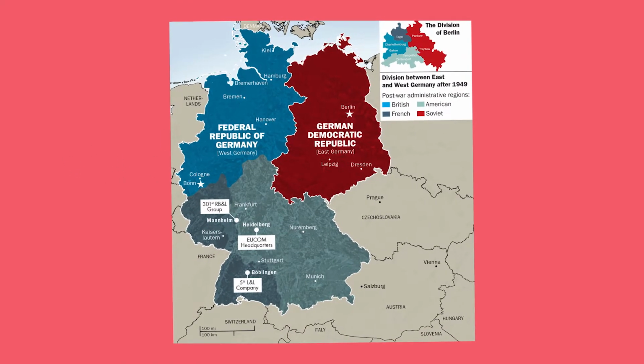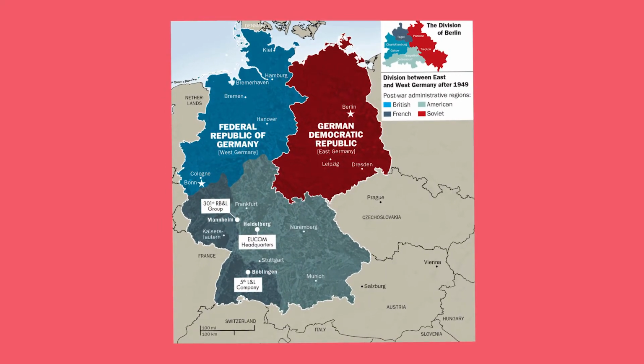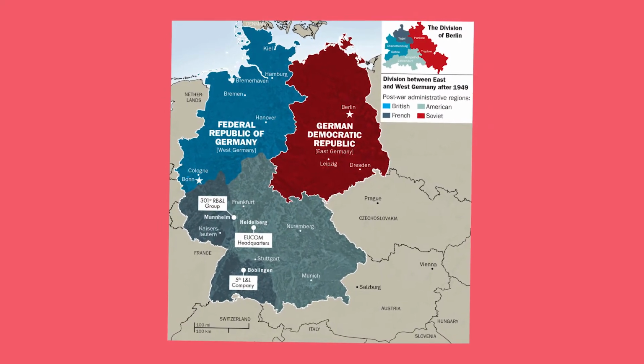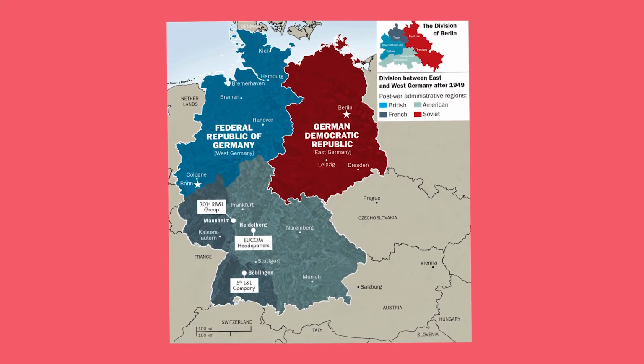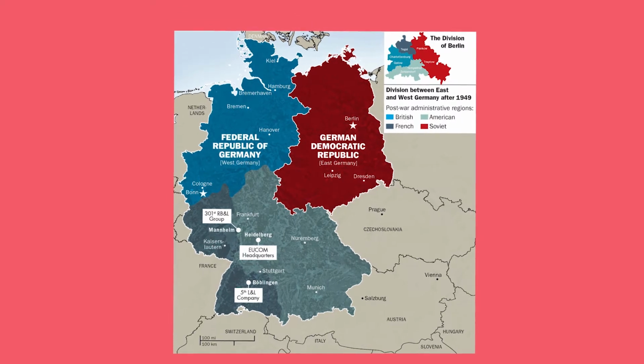On May 23, 1949, the 3 western zones became the Federal Republic of Germany. On October 7, 1949, the Eastern Soviet Zone became the German Democratic Republic. The West was democratic and the East was communist. Keep in mind that Berlin was in the Soviet zone while still split in half.